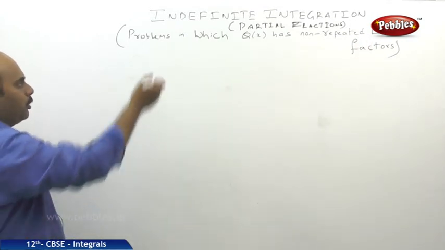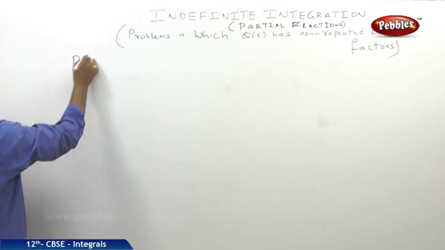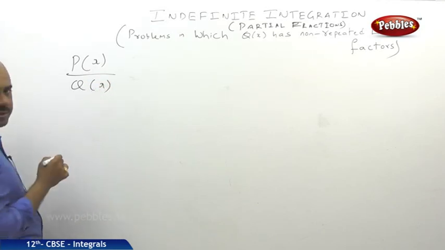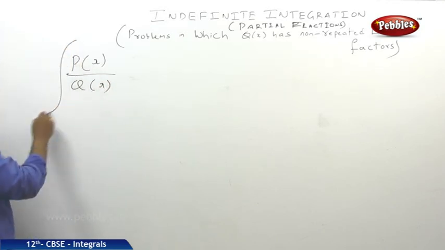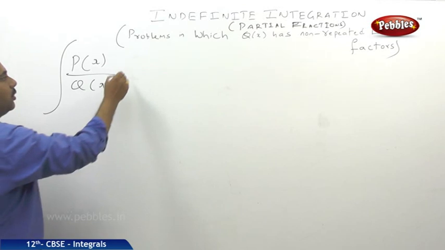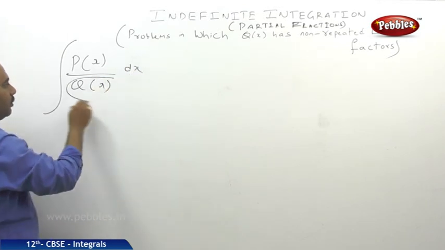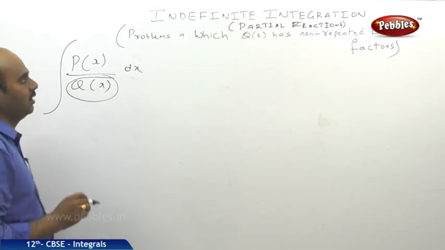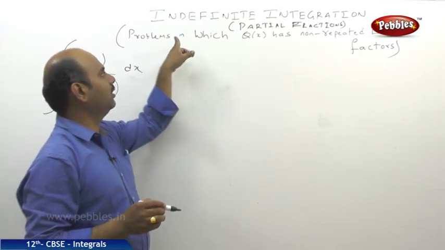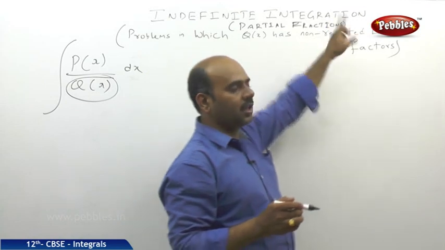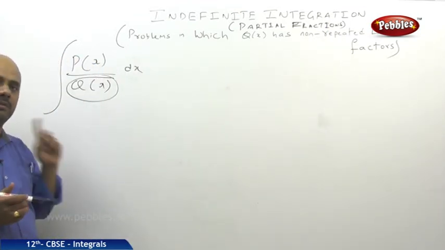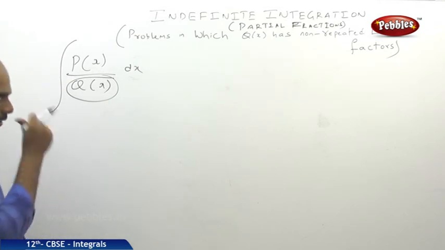Q of x, what do you mean by this q of x? Generally the function might be of the form p of x by q of x. If we need to integrate p of x by q of x dx, we need to observe carefully the nature of q of x. Here it says q of x has non-repeated linear factors. We all know a linear factor means the power will be only 1.